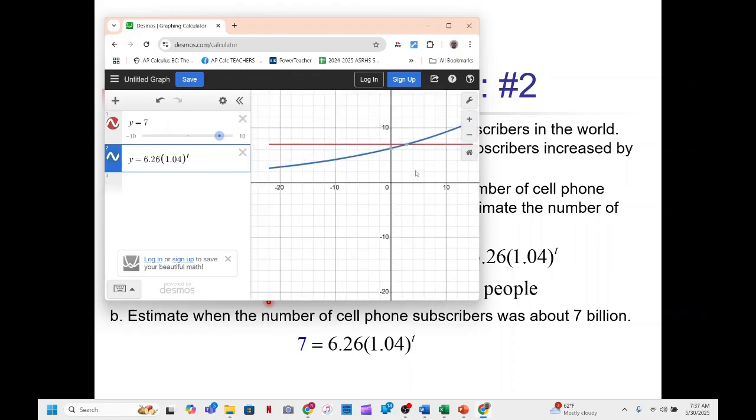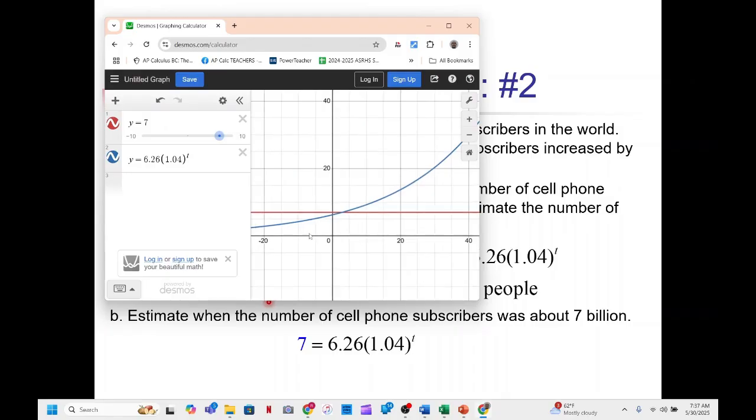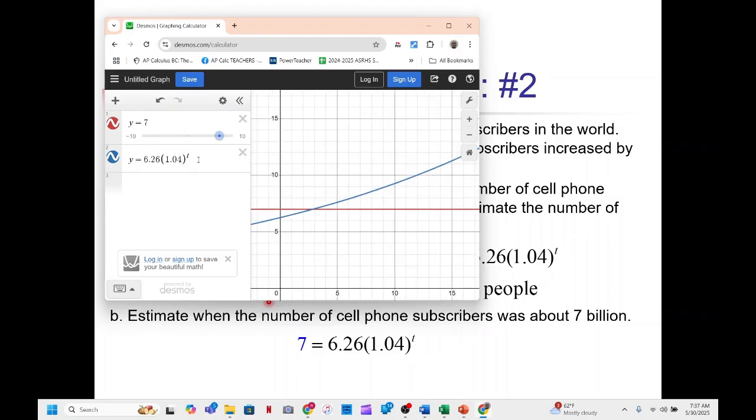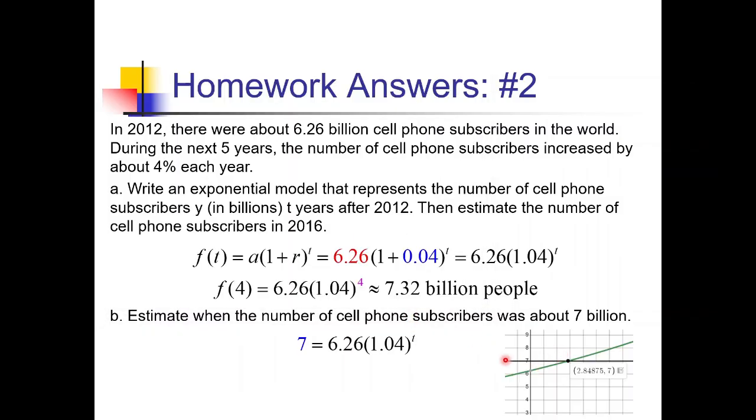Let's zoom out and make sure that's the only spot. I mean, we know it will be because exponential functions really only go one direction. They don't come back down. So let's see where that intersection is. It is at about 2.85 if we round that off. So here was our graph, we had t equals 2.85.